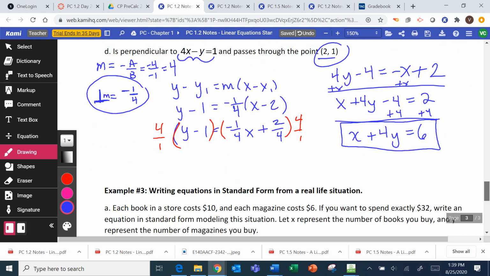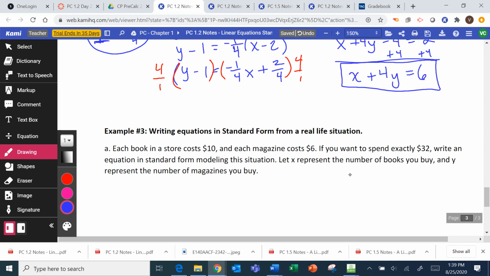The last section is going to look intimidating. I promise you it's not that bad. There's some words; we'll read them together. We're going to write the equation in standard form from a real-life situation. You do not have to solve. You just have to write the equation.